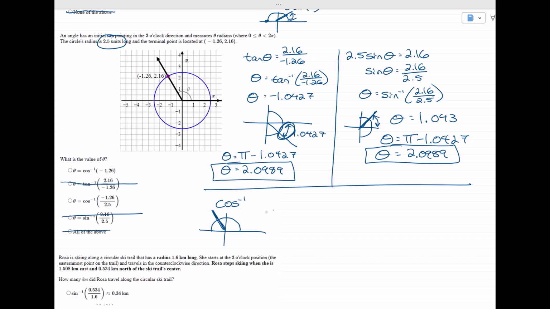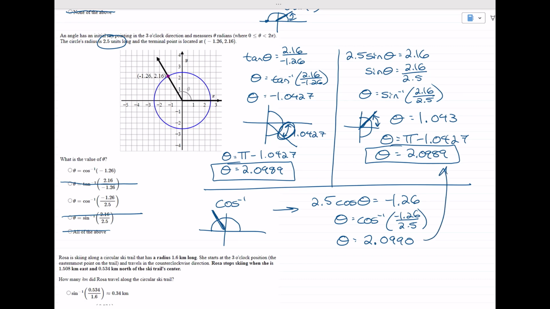So when we're figuring this out with cosine, we could do 2.5 times the cosine of theta is equal to the x value. So therefore theta would be equal to the inverse cosine of negative 1.26 divided by 2.5. And if you type that into your calculator, the inverse cosine of negative 1.26 divided by 2.5 is 2.0990. That looks like exactly what we're supposed to get, but it's just a little bit simpler.